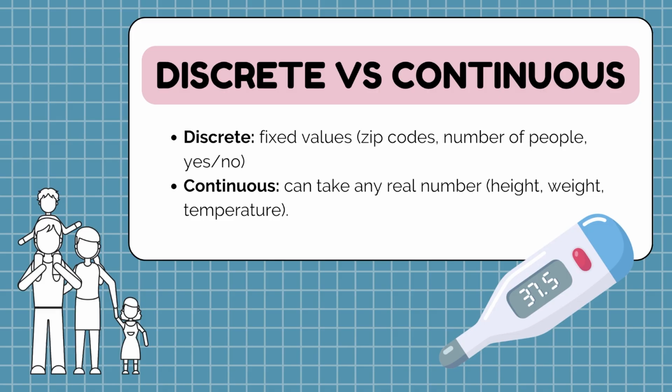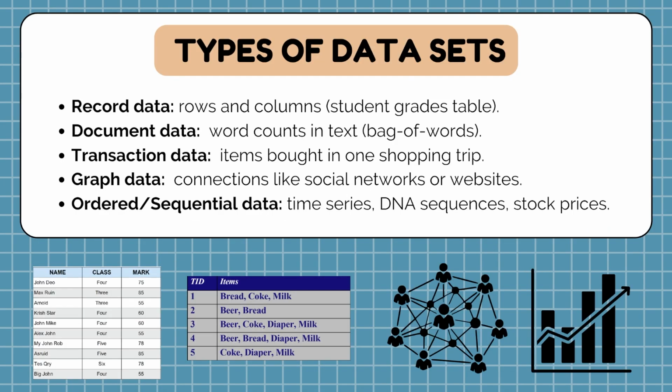While continuous attributes can take real values, for example, height, weight, temperature, you can measure someone's height as 165 centimeters or 165.3 centimeters. This difference matters because some data mining techniques work better with discrete data while others are designed for continuous values. Moving on to types of data sets.